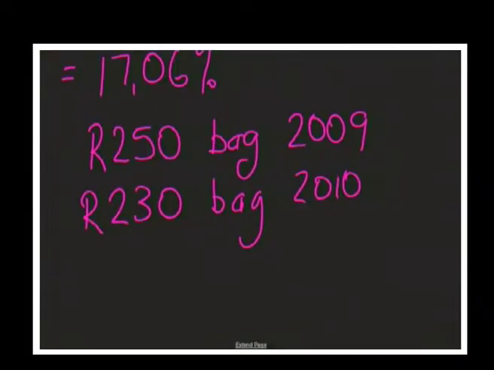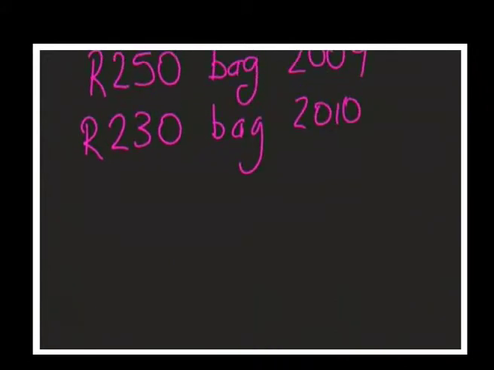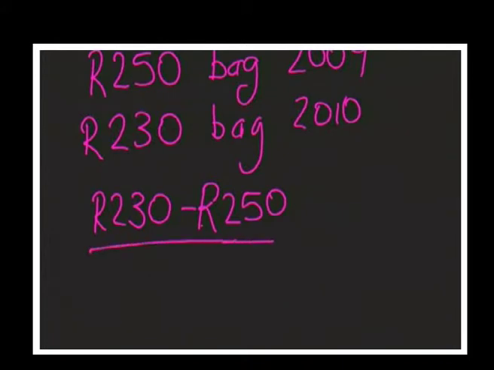So our formula, let's go back to remind you, was the new amount minus the initial amount, divided by the initial amount. In this case, my new amount is the latest amount. So my new amount is 230. My initial amount was 250, divided by my initial amount of 250. And it's a percentage, so I need to times by 100.